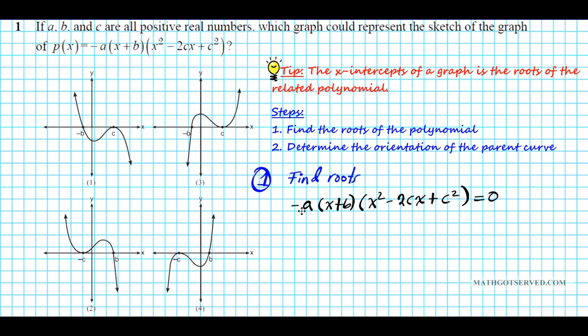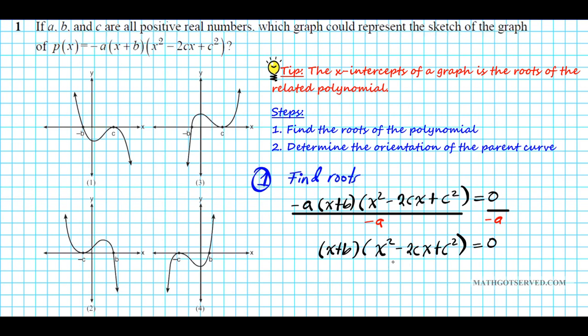Now, we have this a here. a is a positive real number. So to simplify the situation, we can divide both sides of our equation by a. Or just to make things easy, we can divide by negative a. Okay? So what happens when we divide both sides of our equation by negative a? We're left with the quantity x plus b times x squared minus 2cx plus c squared equals 0.